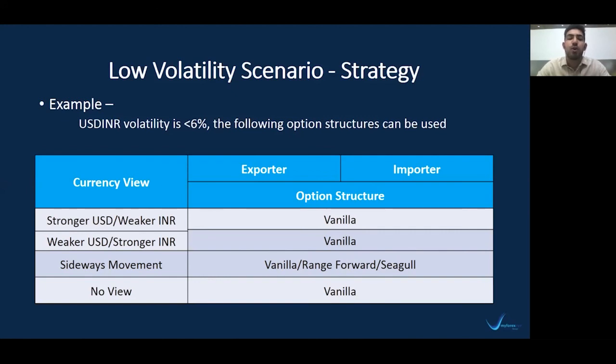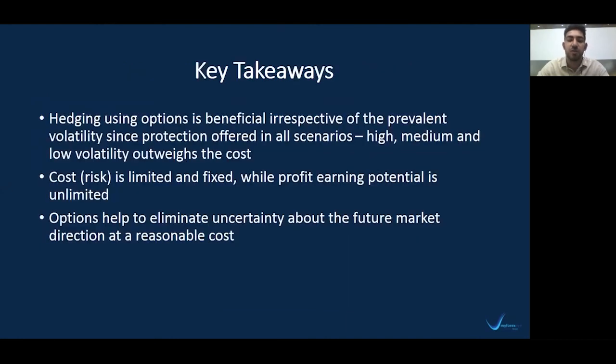Now, since we've explored all the volatility scenarios, let's just recollect what all we've learned today. Firstly, hedging using options is beneficial irrespective of the current volatility, since the protection offered is in all scenarios. It doesn't matter if the exchange rate movement is high, low, or medium. I can hedge using options, and the insurance which I get always outweighs the cost, since my business profitability should not be affected.